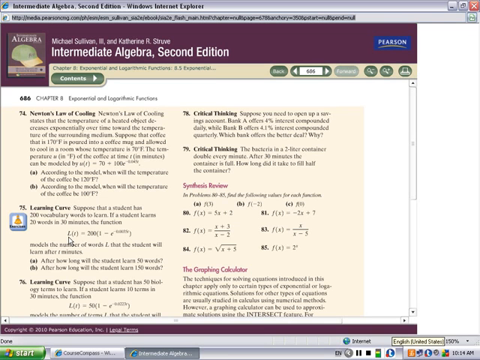So what is t? You just need to divide both sides by negative 0.0035. So t equals natural log of 3/4 divided by negative 0.0035. So that's your exact answer. Is that okay?